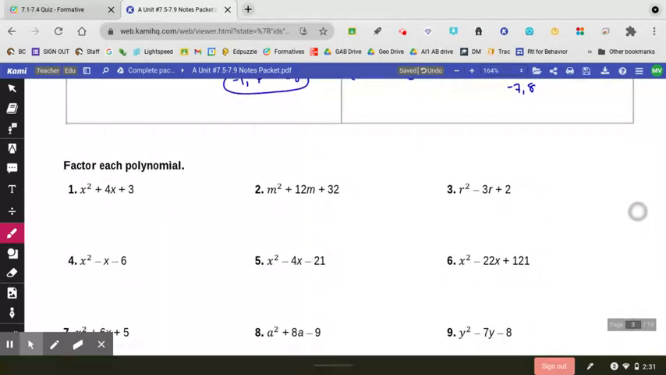So let's have you try 1 through 3. So pause and try 1 through 3 and come back.